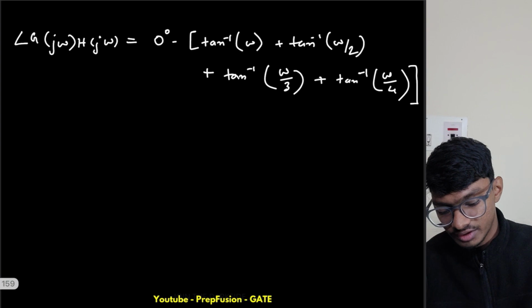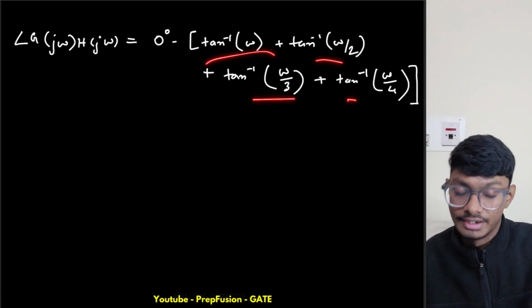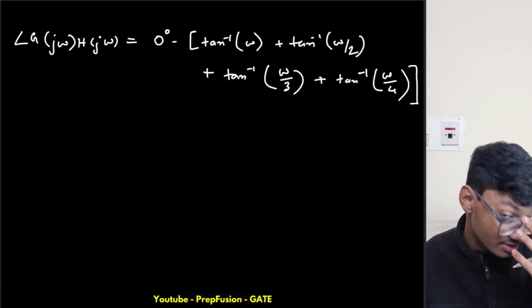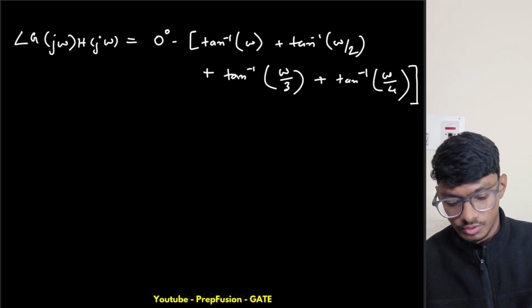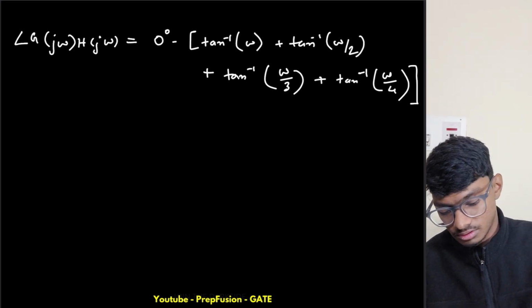But when omega equals infinity, what is happening? This is contributing 90, 90, 90, 90 again, right? 90 times 4 is 360. So it is rotating a full circle and getting back to 90 itself.